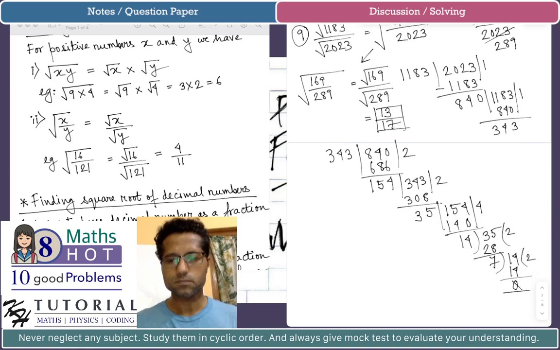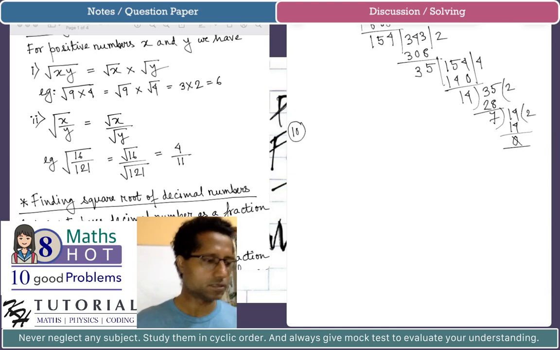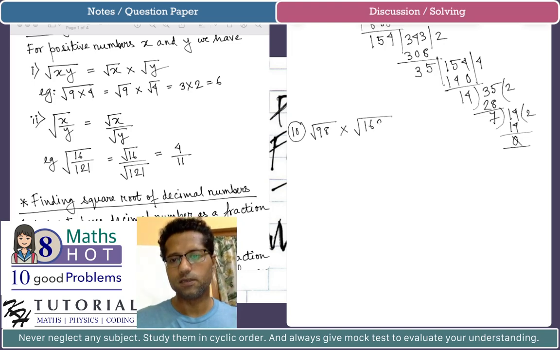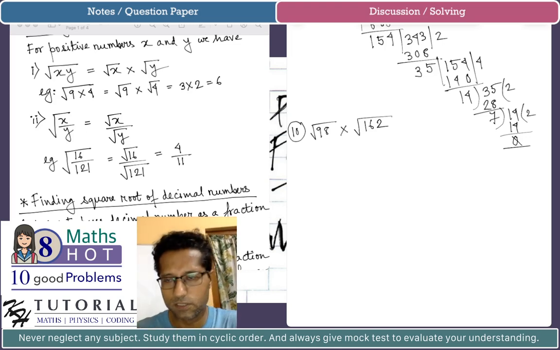Okay, let's do problem number 10. The last problem of exercise 3G, which is square root of 98 multiplied by square root of 162. Now we can see that both the numbers inside the square root are ending with 2 and 8, and we know that any number ending with 2, 3, 7, 8 cannot be a perfect square. So 98 and 162 are not perfect squares. So let's try to merge them together and write it as square root of 98 multiplied by 162.